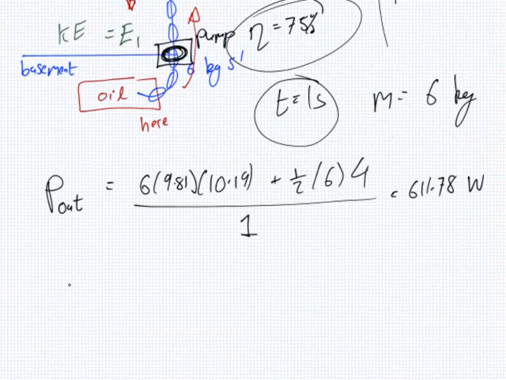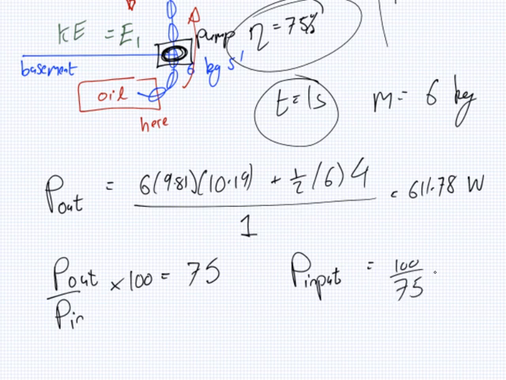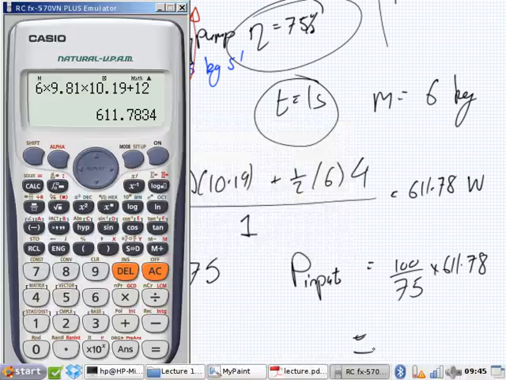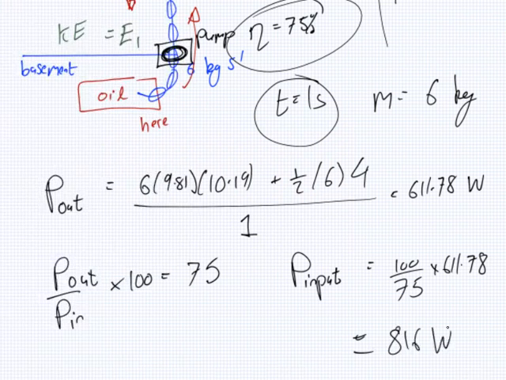So, power out over power in times 100 equals 75. So the input power, let me see, that would be 100 over 75 times 611.78, which is 816 watts. 816 watt pump.